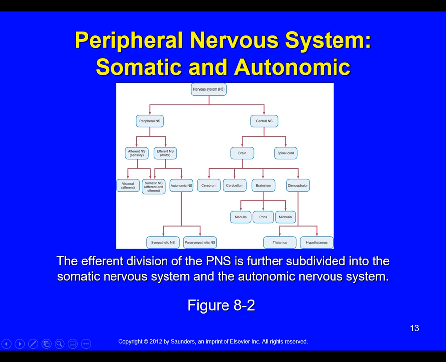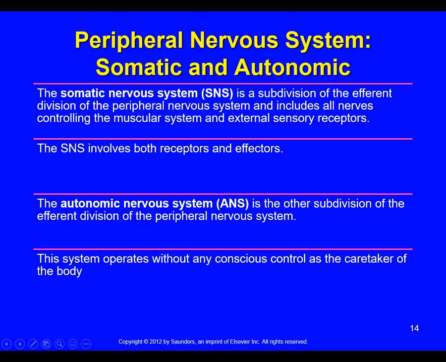Going back just to take a look at this again. We have the somatic and autonomic part of the peripheral nervous system. The somatic nervous system is a subdivision of the efferent division of the peripheral nervous system, includes all nerves controlling the muscular system and external sensory receptors. It involves both receptors and effectors. The autonomic is the other, operates without any conscious control as the body caretaker.